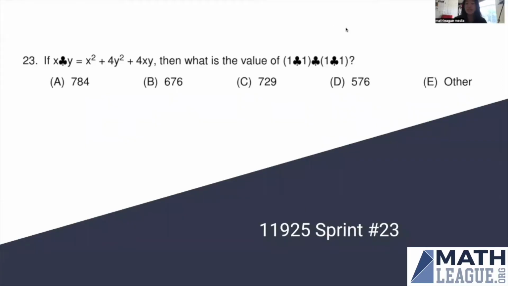The problem is Sprint number 23 from a contest from a while ago, and it reads: if x club y, I'm going to be calling this symbol club, since it's like the clubs on a card, and x club y equals x squared plus 4y squared plus 4xy, then what is the value of (1 club 1) clubbed with (1 club 1)? And the answer options are A, 784, B, 676, C, 729, D, 576, and E, other.